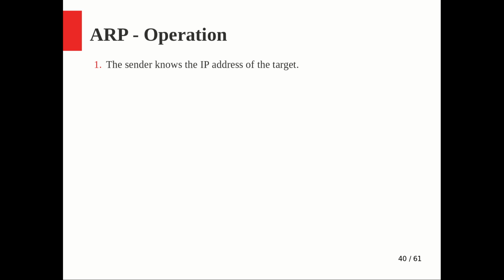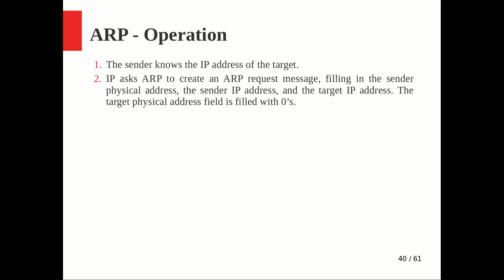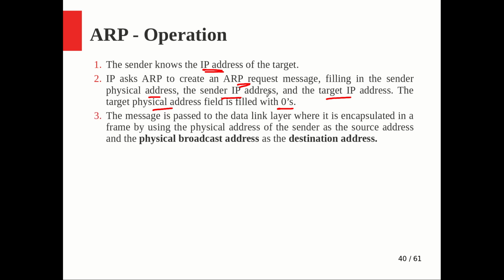If you look at the operation, something we have already seen, I will just summarize. The sender knows the IP address of the target, and with the help of the IP address, the sender is trying to get the MAC address. So the IP asks the ARP to create an ARP request message containing the sender's physical address, the sender's IP address, and the target IP address. So those three things will be filled, but the target physical address is what it needs, so that field will be completely filled with 0.